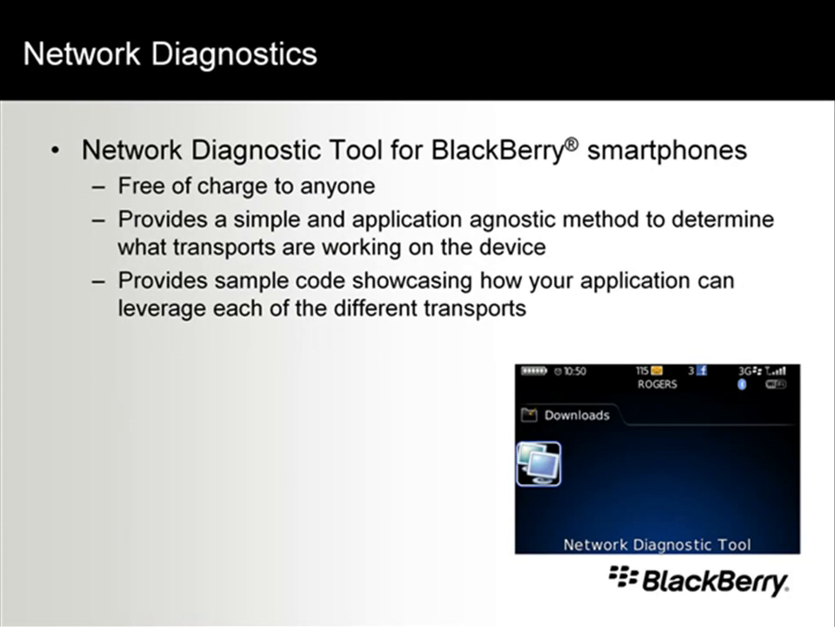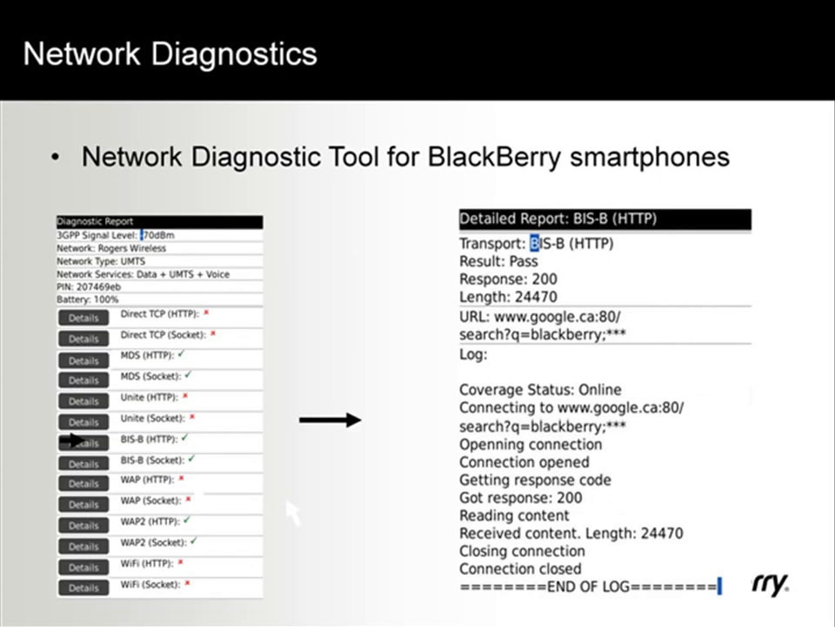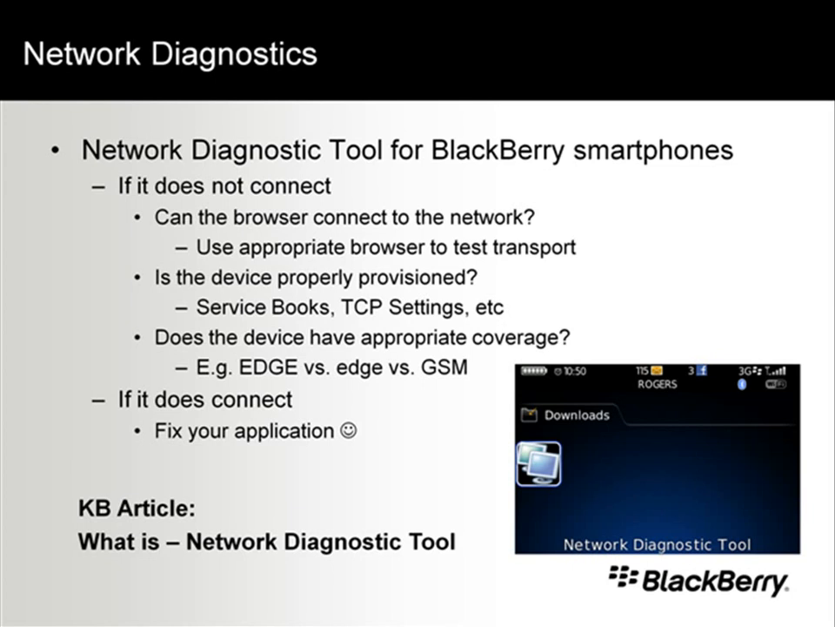Once you've started using the different transport types for your application's network connections, if your application is still not connecting as you expect, the Network Diagnostic tool can provide a simple agnostic way for you to verify which transports are accessible on your device. If the Network Diagnostic tool cannot connect to the relevant transport, you should verify that the device is properly provisioned and has appropriate coverage. But if the Network Diagnostic tool can connect while your application cannot, full sample code is provided and can be used as a reference sample to compare against your own code. This tool is free and can be found in the Developer Knowledge Base by searching for the Network Diagnostic Tool, or NDT.